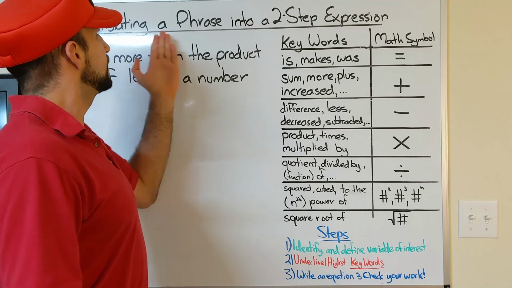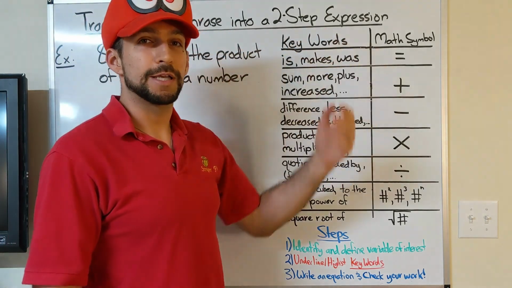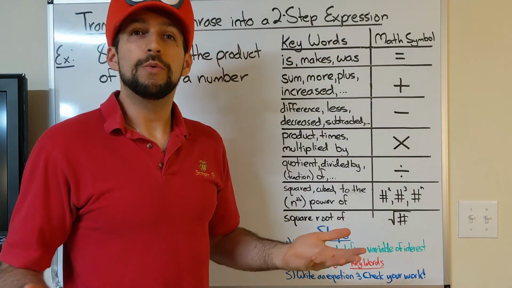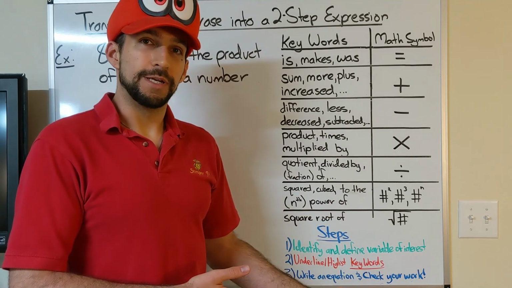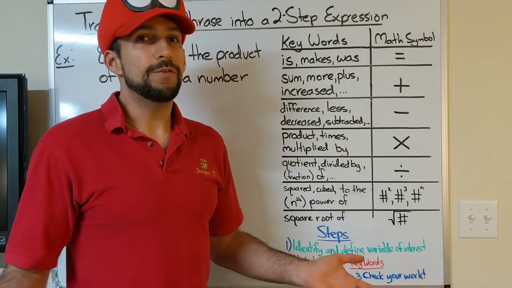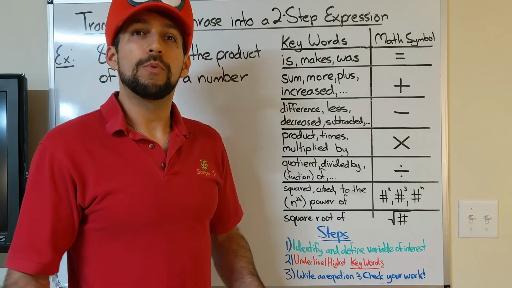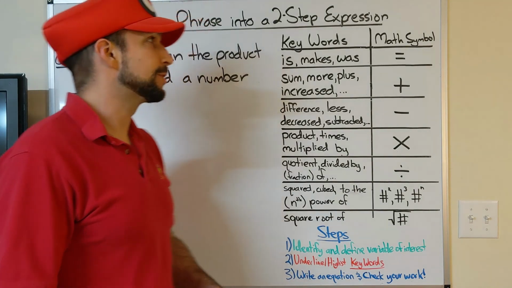Today we're going to be translating a phrase into a two-step expression. So there will be no equal sign in an expression. That would be an equation, what we did yesterday. So it'll be difficult to check our work today. But we're still going to follow the same steps.